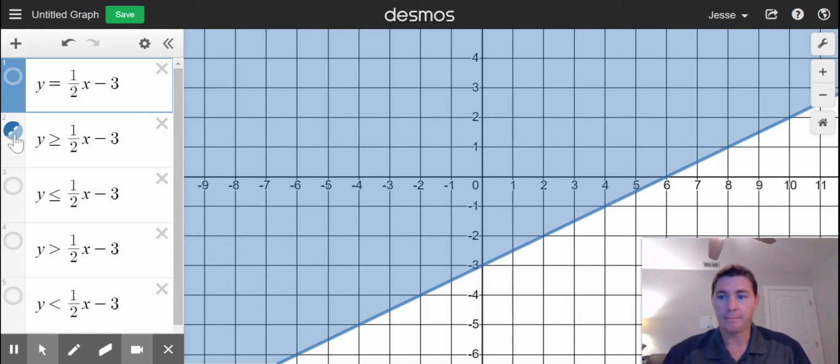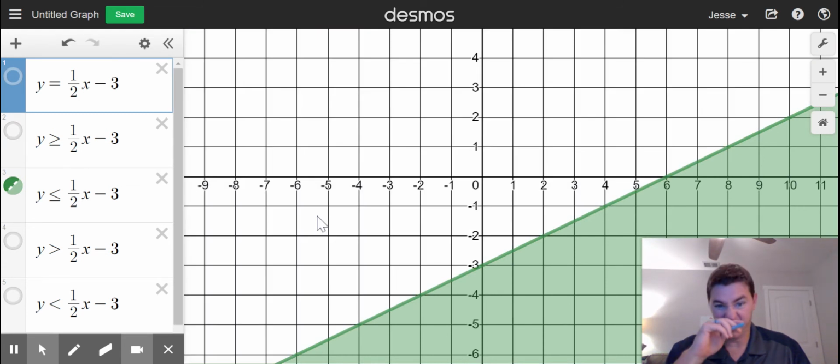Now take a look at what happens when we go less than or equal to. Now we're shading below the line because the y values are less than. And notice right here, what's less than negative 3? Well, negative 4, negative 5, negative 6, and so on. So those points are less than.